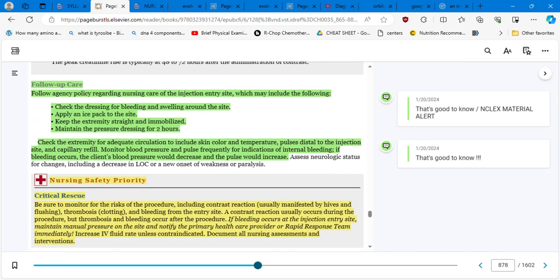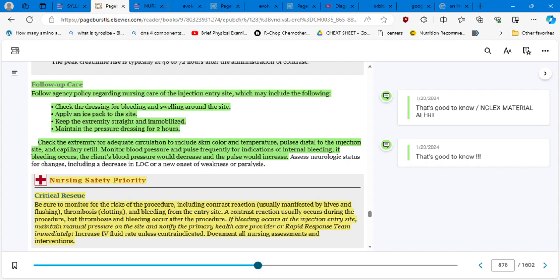Follow-up care. Follow agency policy regarding nursing care of the injection entry site, which may include the following. Check the dressing for bleeding and swelling around the site. Apply an ice pack to the site. Keep extremities straight and immobilized. And that's good to know. This is NCLEX material. And maintain the pressure dressing for 2 hours.